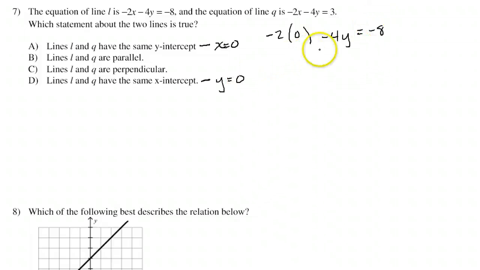And what we get is negative 4y is equal to negative 8. Then if we divide by negative 4, we get y equals 2. Then I do the same thing on the other line, so this was line L.